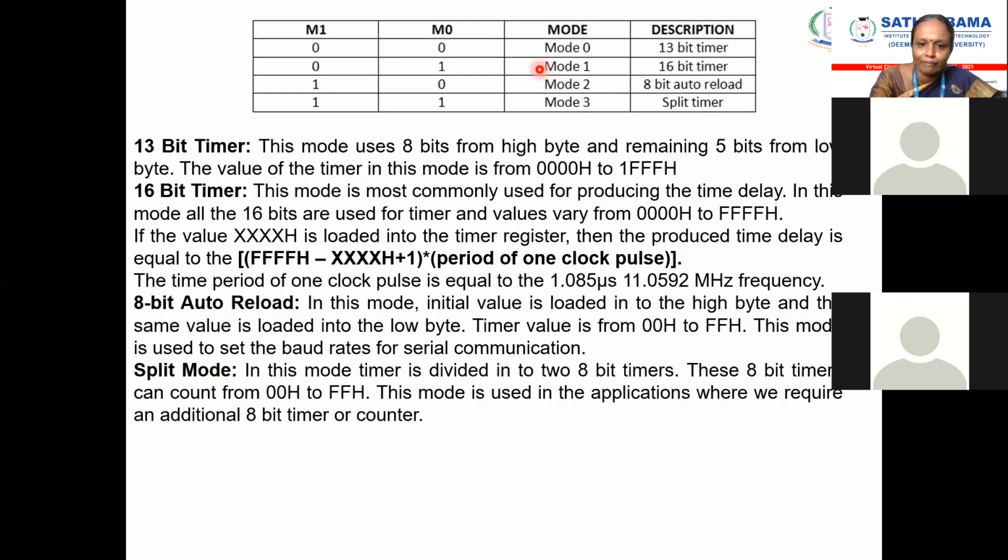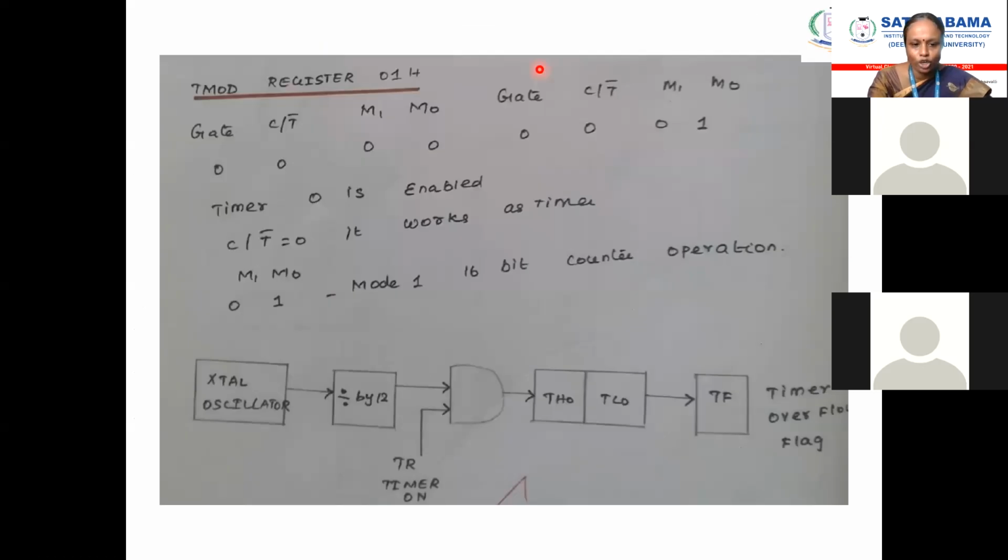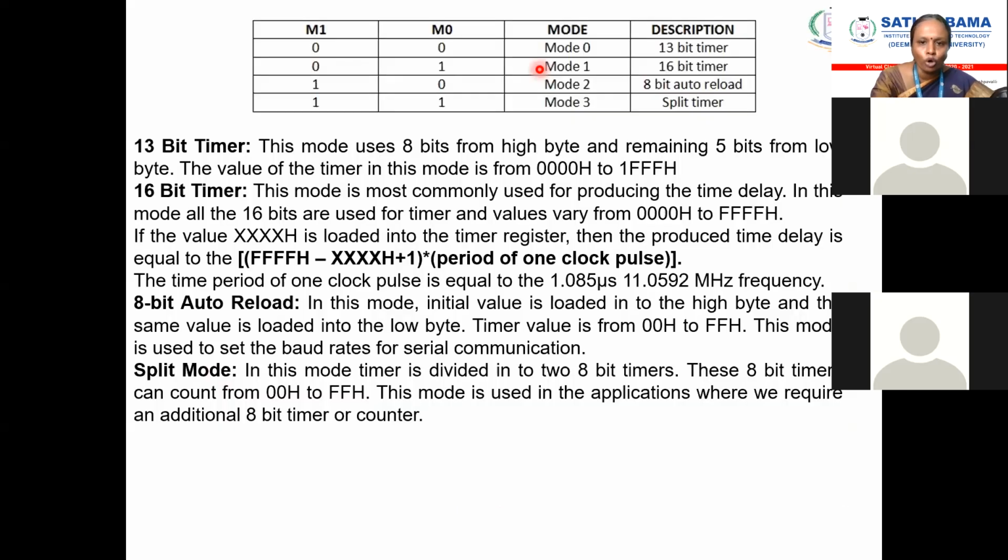Now which mode are we going to work with? TMOD 01 means what? Timer 0 is enabled, and which mode is enabled? Mode 1 is enabled. So mode 1 means what? We are going to enable the 16-bit timer.